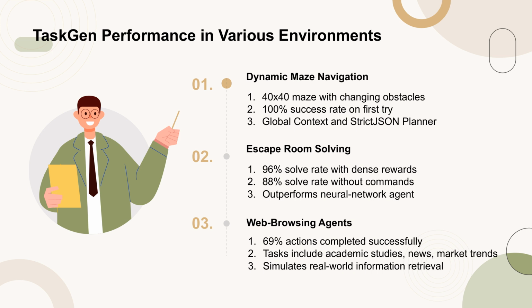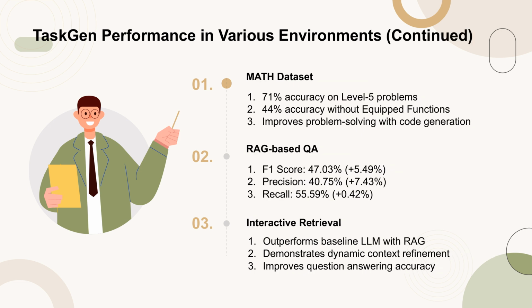In the web browsing agent scenario, TaskGen successfully completed 69% of actions, simulating real-world tasks such as searching for academic studies, gathering news headlines, and summarizing market trends. On the math dataset, TaskGen with equipped functions achieved an average accuracy of 71% on challenging Level 5 problems, significantly outperforming the 44% accuracy of the agent without these functions. This highlights the importance of code generation and debugging capabilities in problem solving.